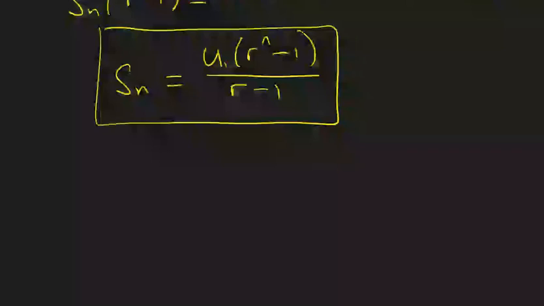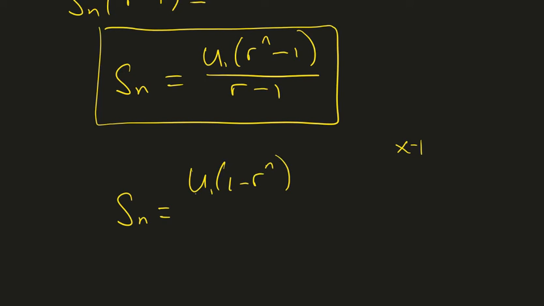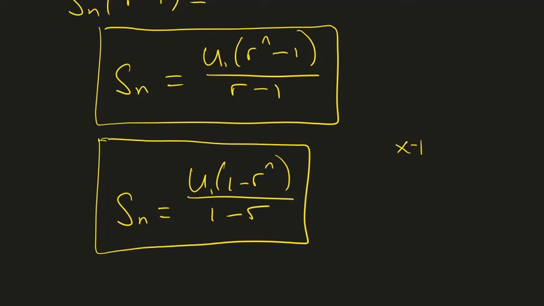There's an alternative version of it. It's very easy to find. If we just multiply top and bottom by -1, it'll keep it the same, and we'll have another alternative way of viewing this, and that is that it's u1(1 minus r to the n) all over 1 minus r. So these two are equivalent. I would tend to choose between them depending on the size of r.